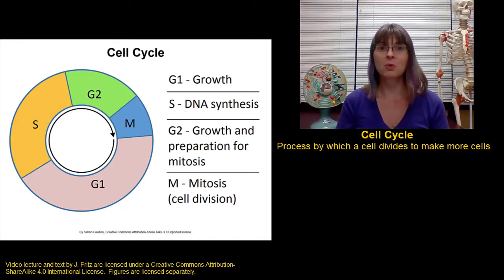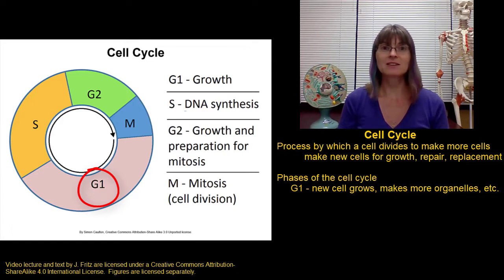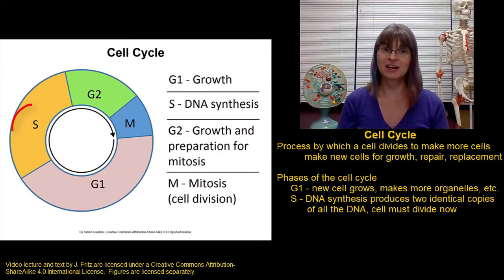When a new cell is born, it starts in the G1 phase of the cell cycle. This is the initial growth phase. The new cell grows, it makes more cytoplasm, it makes more membrane, it makes more organelles, and generally just gets to be a bigger, more mature cell. When the cell is large enough, it goes into what's called the S phase.